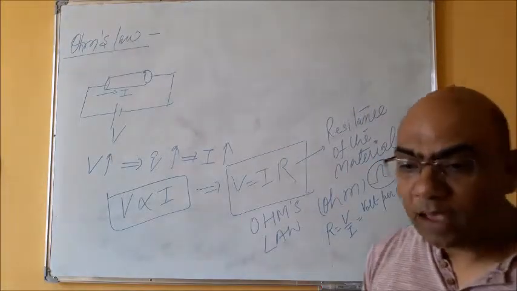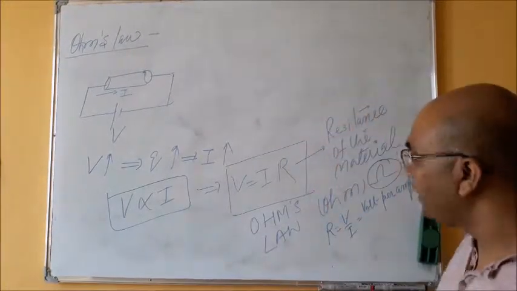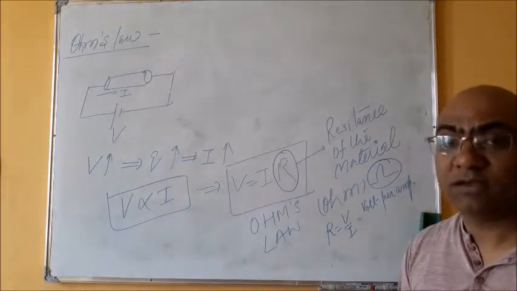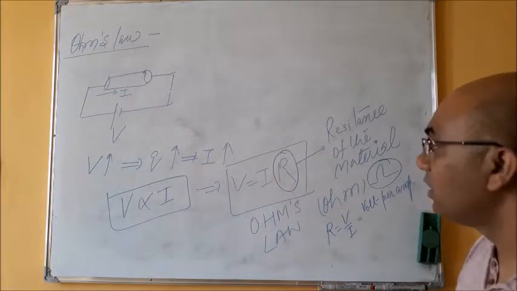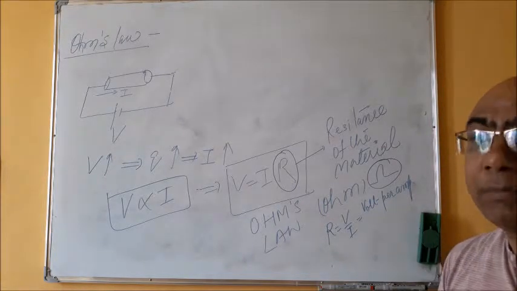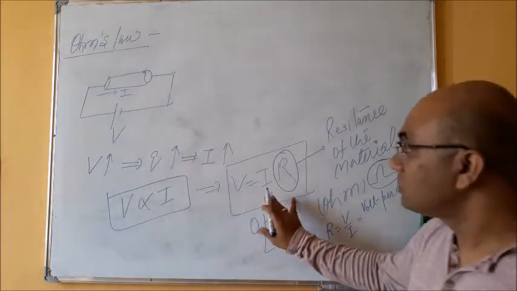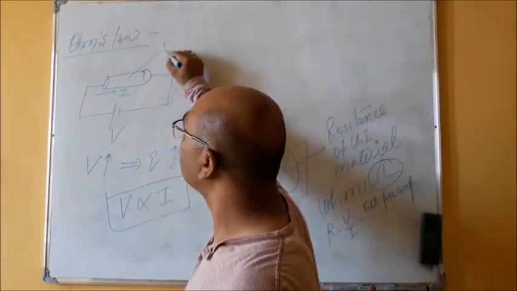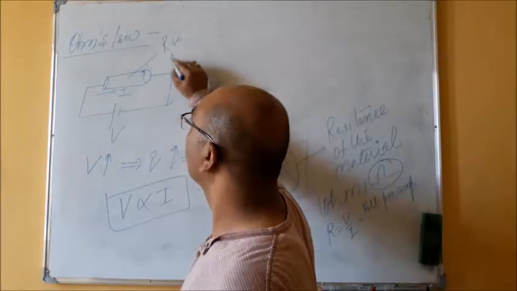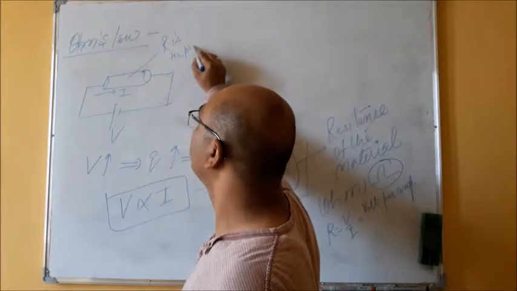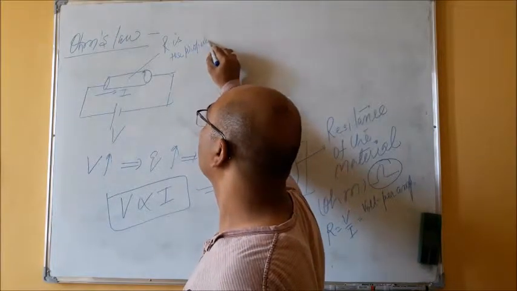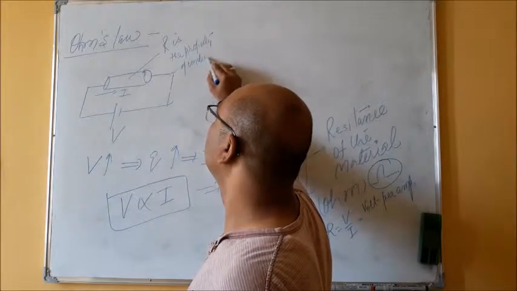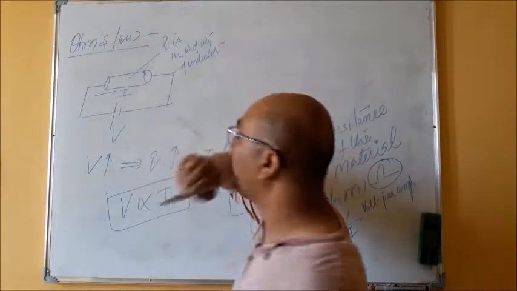Now let us see how this R varies, or what are the factors on which this R depends. Because you see, this R is a property of the conductor, right?